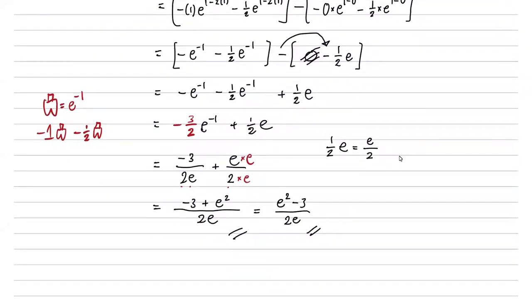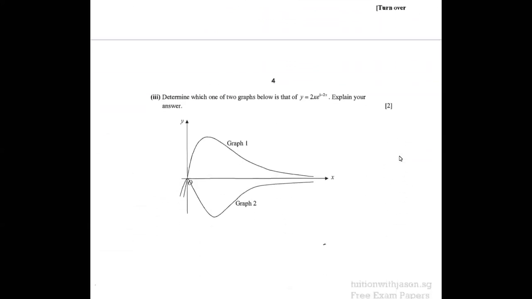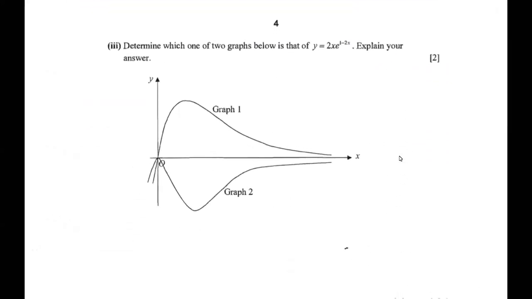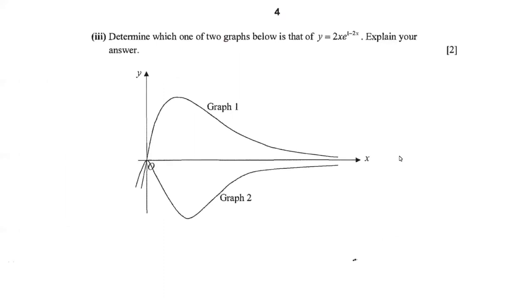So then what happens next? After you answer part 2, you need to look at part 3. So determine which one of the 2 graphs below is that of y equals 2x times e power 1 minus 2x. Explain your answer. So the trick here is to realize that there's this point and this point. What do we call them? Max and min, exactly. So how to find maximum, minimum? That star. Yes, that star. What's that star?